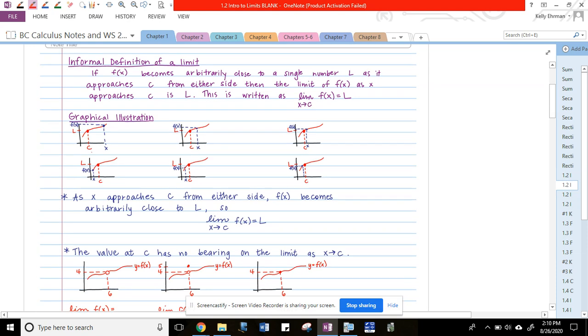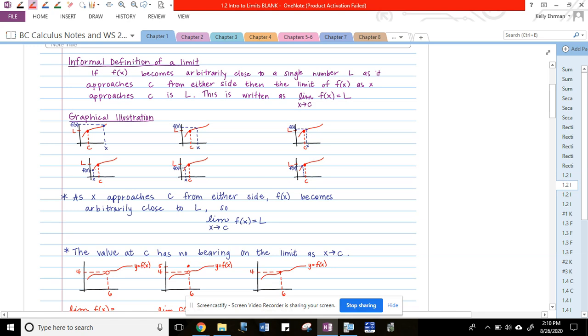So here's kind of what we're talking about. Here's some function f of x. Here's a y value L. We've got x approaching from the right. It's kind of far away from C right now, so it's got a higher value. The closer it gets to whatever that value L is, f of C equals L, closer and closer.